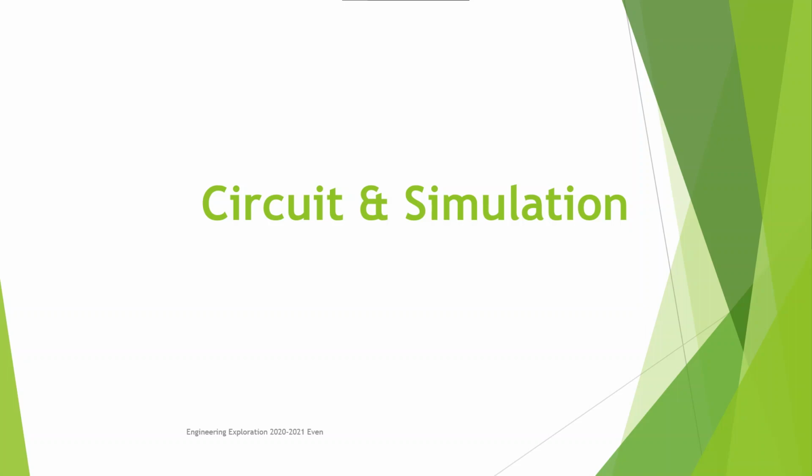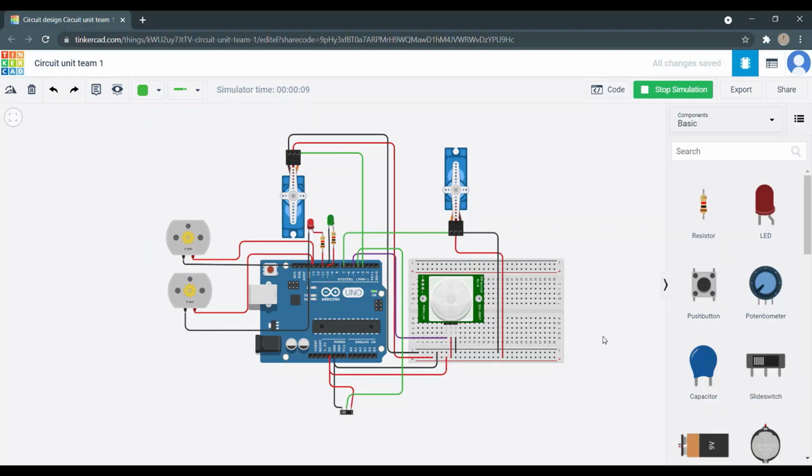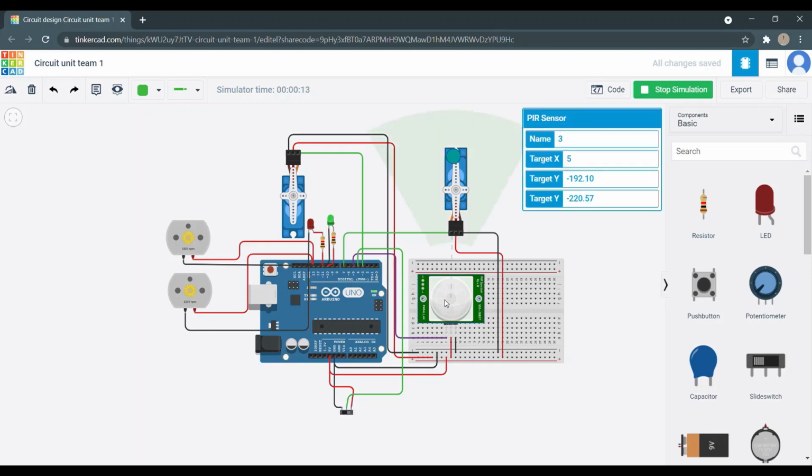Moving on to the simulation of the circuit used in our machine. The components we have used are one Arduino Uno R3, one slide switch, one PIR sensor, 2 LED lights, 2 DC motors and 2 microservo motors along with some connecting wires.